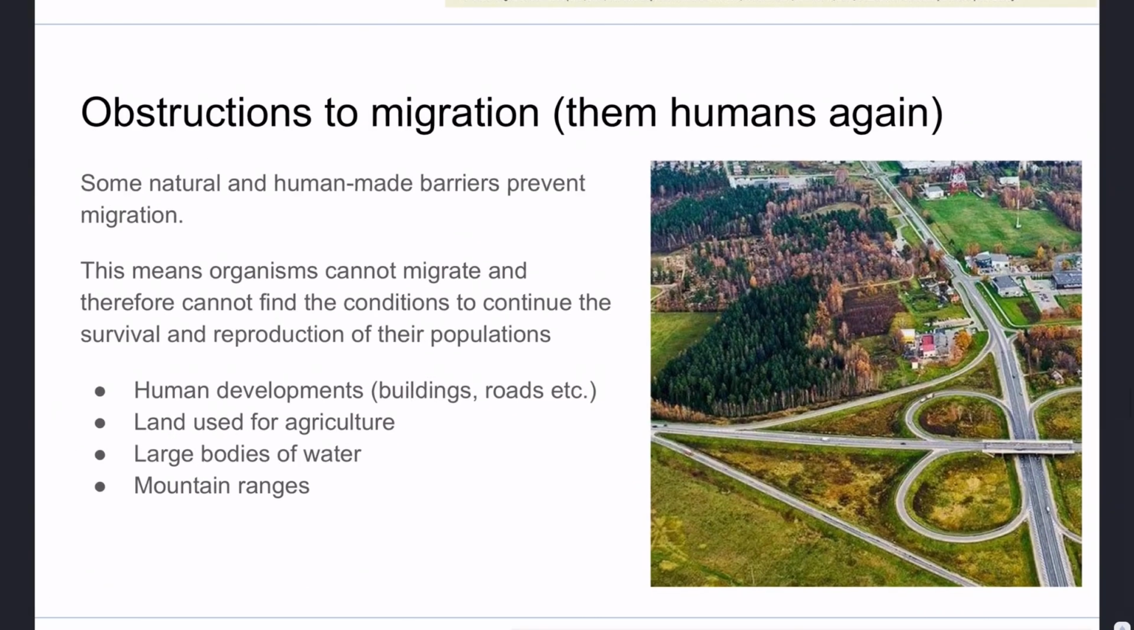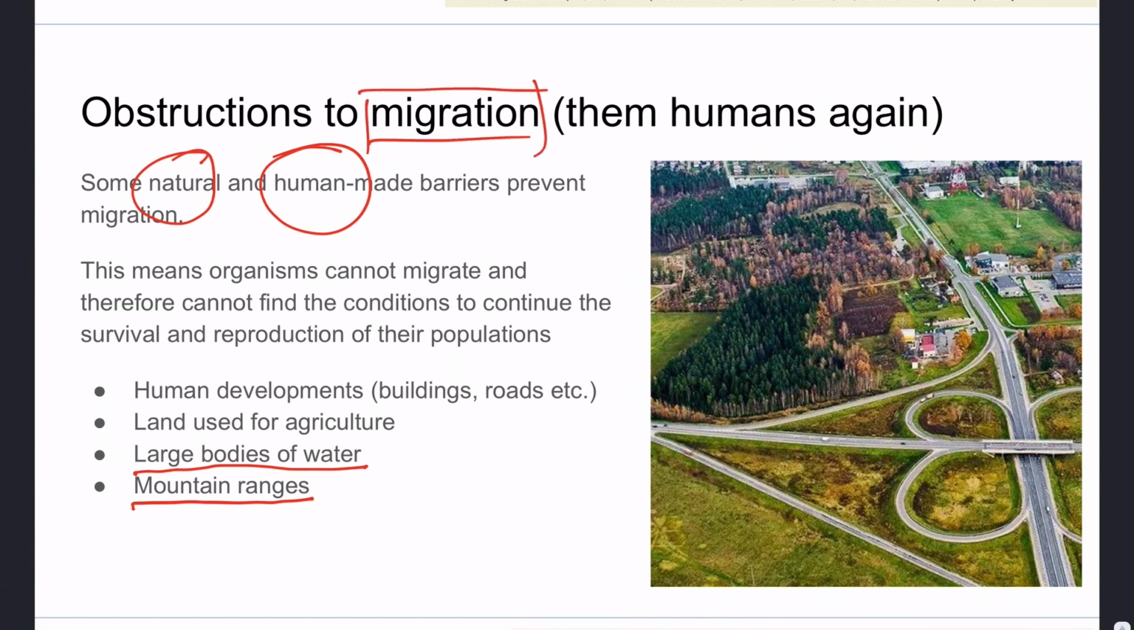The next idea is this: while organisms could migrate, the problem is that there are some obstructions to their migration, and some of them are natural, but some of them are due to humans. In terms of the natural obstructions, you have large bodies of water that might prevent organisms that aren't adapted to swim or can't survive in those conditions from migrating. Mountain ranges, anything that is going to prevent the migration of organisms, will prevent them from finding new places that suit their adaptations.